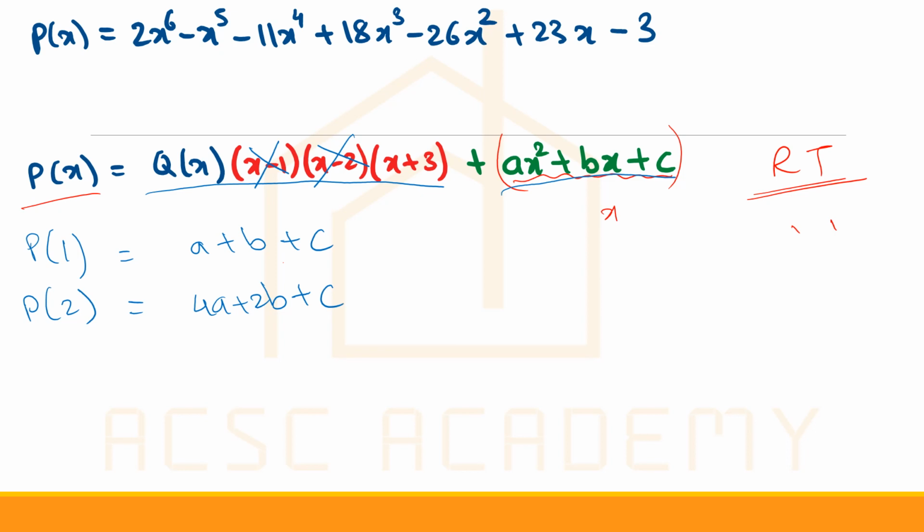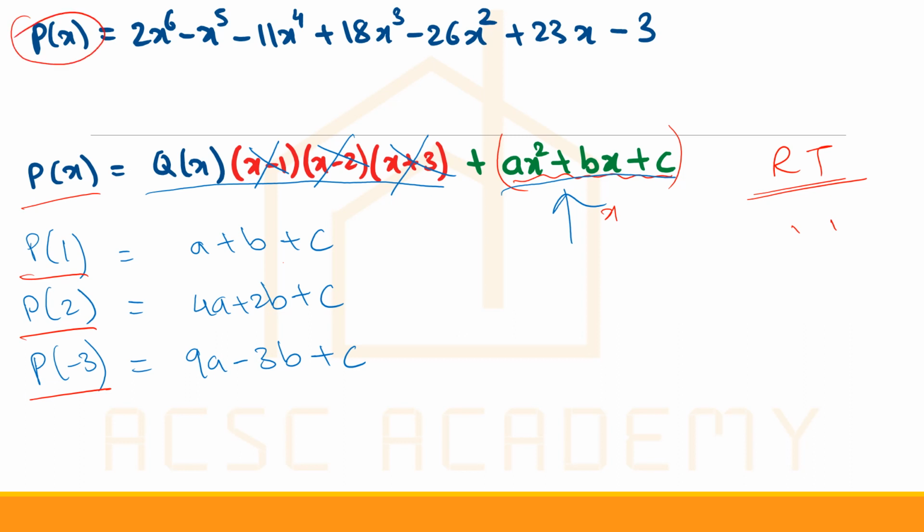Now, the third factor has a root at minus 3. So when I substitute x equal to minus 3, this will become 0. The entire term is eliminated. I get p of minus 3 as, from this remainder, 9a minus 3b plus c. So now we have got these three equations, but the values are still not clear. They are in terms of p of something. We do not know what the values of these are. So now we will substitute these terms in our polynomial equation, and we will find out the values of p of 1, p of 2, and p of minus 3.